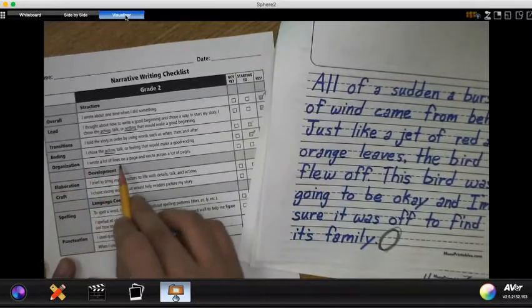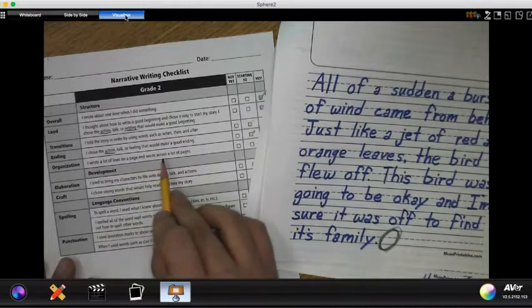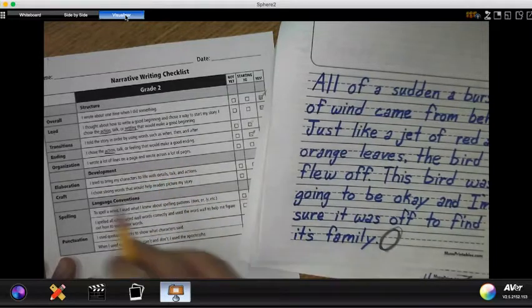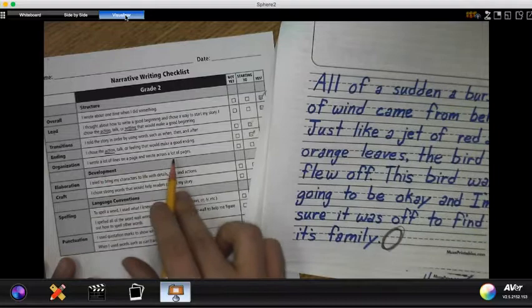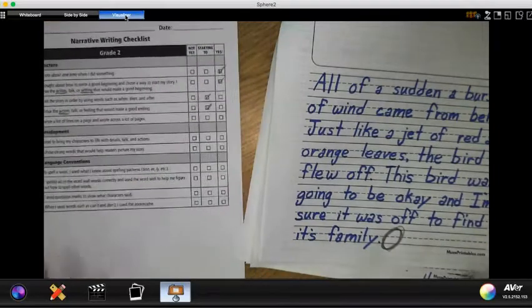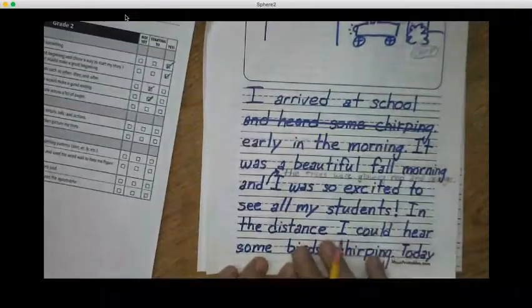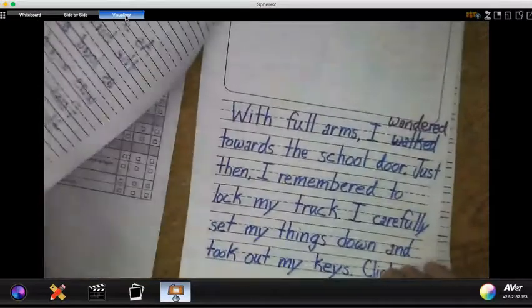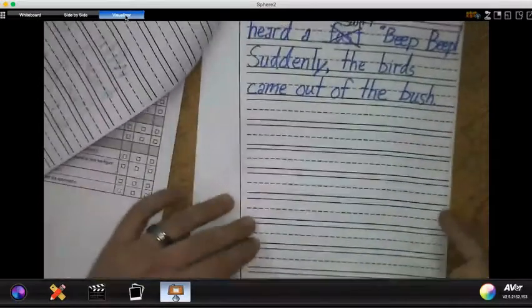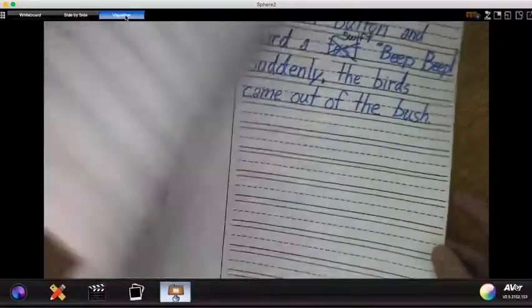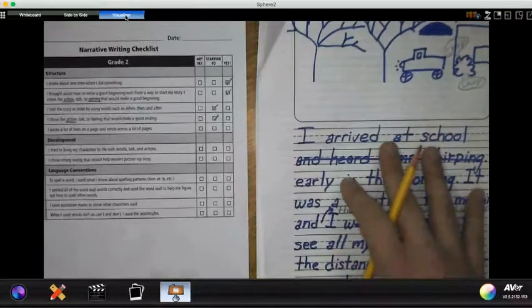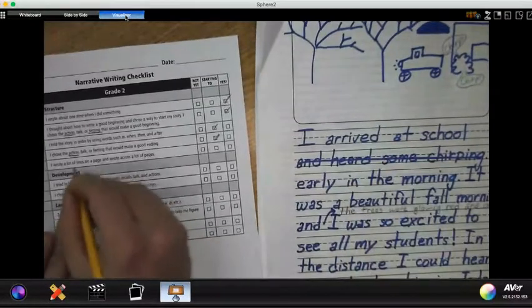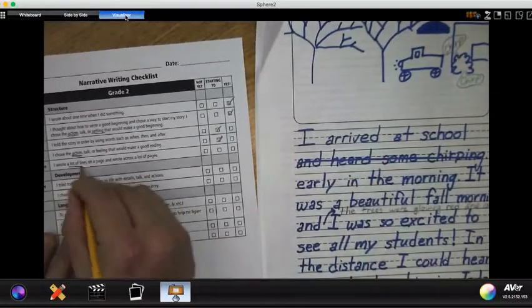I wrote a lot of lines on a page and wrote across a lot of pages. We can look very quickly and see that, right? Let's see. Did I write on a lot of lines? Certainly did. Did I write across a lot of pages? I think I did too. I'm not quite at my 5 pages yet because I have some in the middle that I need to finish up, but I certainly wrote a lot of lines on a page. Underline that.